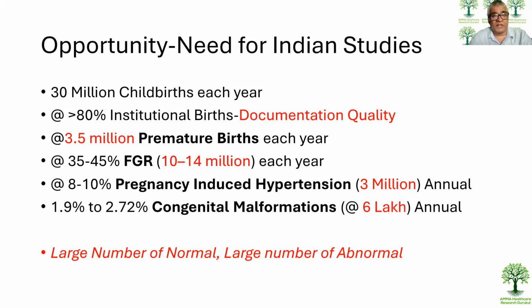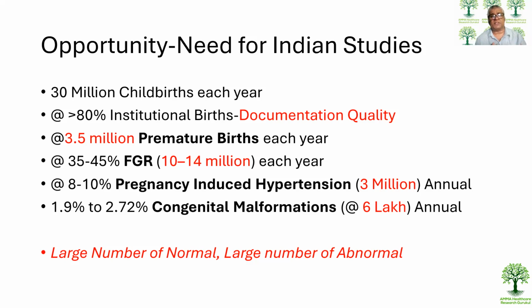Around 3.5 million premature births occur in India each year, which is a large number. About 35 to 45% of the fetuses are growth restricted, which translates to about 10 to 14 million growth restricted fetuses born in India each year. About 8 to 10% of pregnant women develop pregnancy-induced hypertension, which translates to 3 million pregnant women with pregnancy-induced hypertension in India each year. And we have a burden of congenital malformations, 1.9% to 2.72%, which translates to about 6 lakh fetal congenital malformations in fetuses born each year.